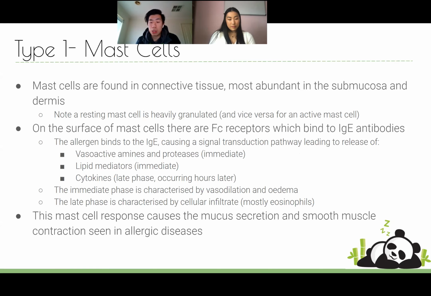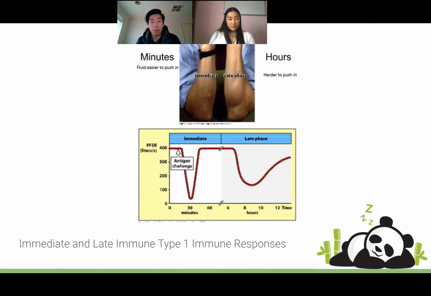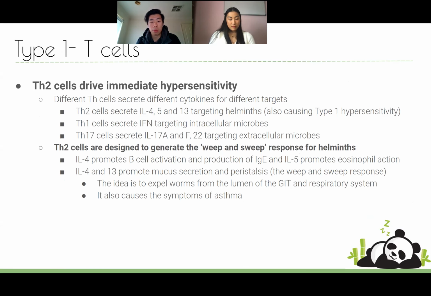So these are found in connective tissues, and they're most abundant in the submucosa and the dermis. And on the surface of mast cells are these Fc receptors, which I just talked about, which respond to these IgE antibodies. They will cause the secretion of mucus and smooth muscle contractions in allergic diseases. And that's a picture to demonstrate that concept.